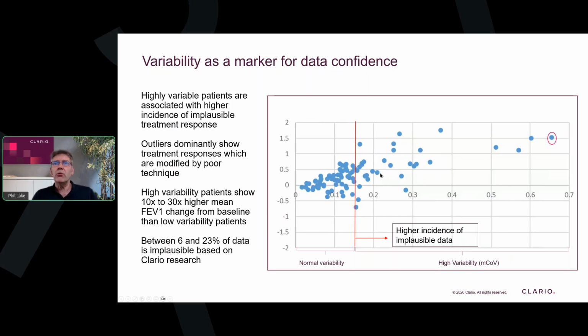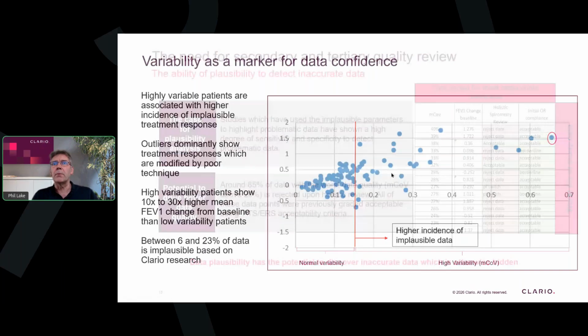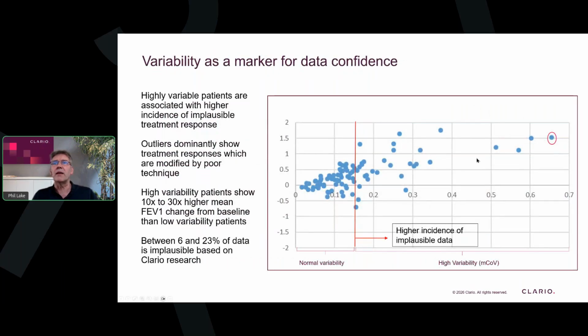But again, if you take this section of data here and look at the average FEV1 change and compare it to this area, where it's considered to be more normal, we can get 10 to 30 times higher levels of mean FEV1 change than this population. So within a study basis, I mentioned 23% before.